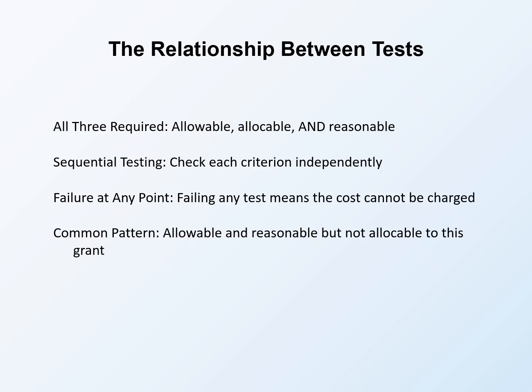A common pattern involves costs that are allowable and reasonable, but not allocable to a particular grant. Office supplies might be perfectly allowable and reasonably priced, but if they serve your general operations rather than specific grant activities, they are not allocable to the grant. The cost might legitimately be charged elsewhere, but not to this award.